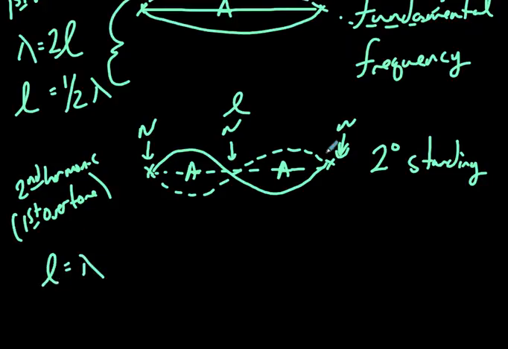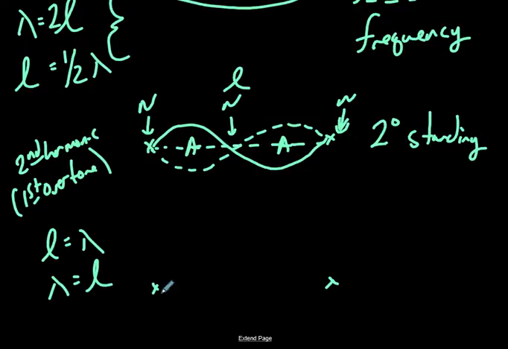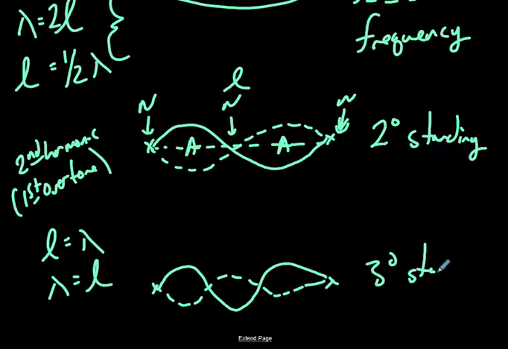So there's your one wavelength, or wavelength is equal to L. Okay, and you can keep going with this. So you can get another one if you increase frequency even more. It comes like this: tertiary standing wave, third harmonic, whatever you want to call it.